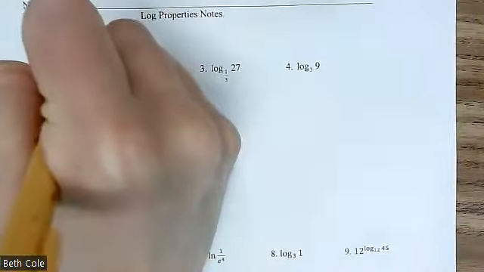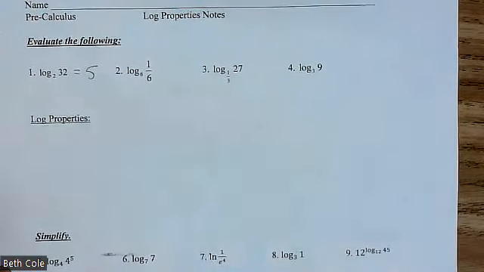5. Good. 2 to the 5th will give you 32. If you want to count on your fingers, it's 2, 4, 8, 16, 32. Then you'd have 64, 128, etc. All right, how about this one?